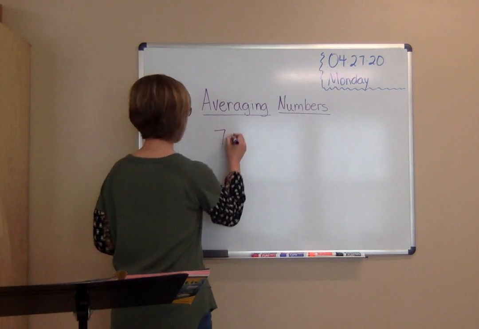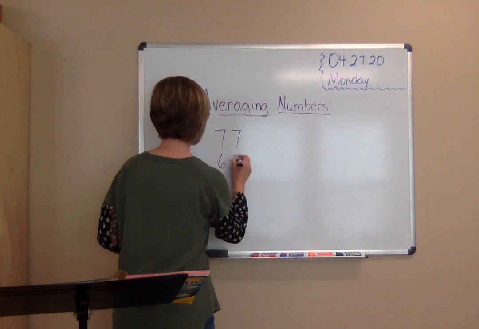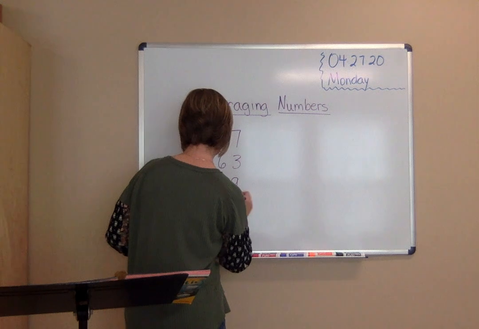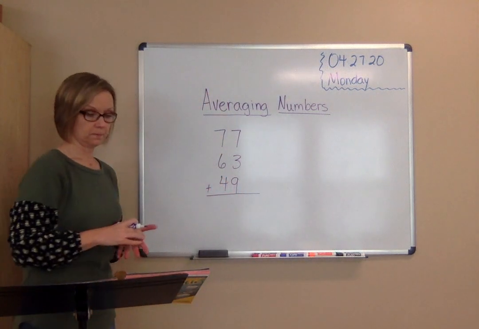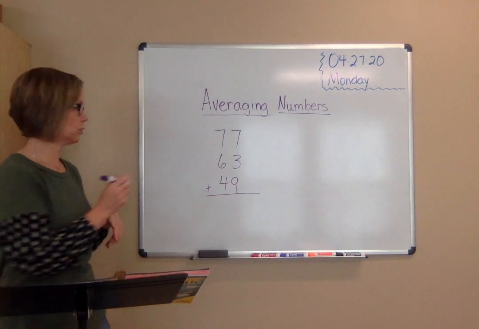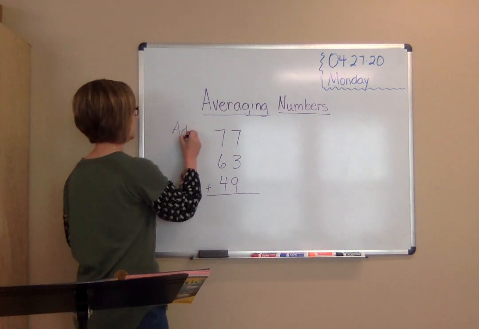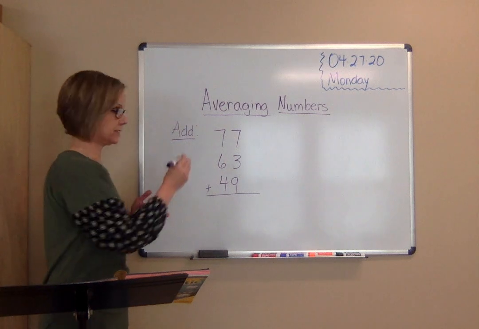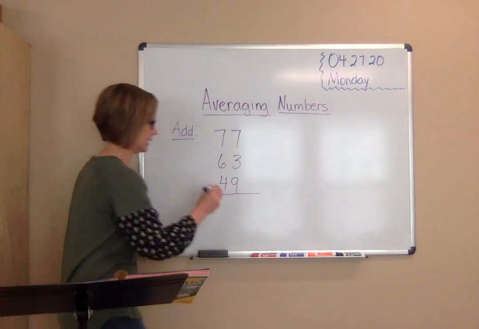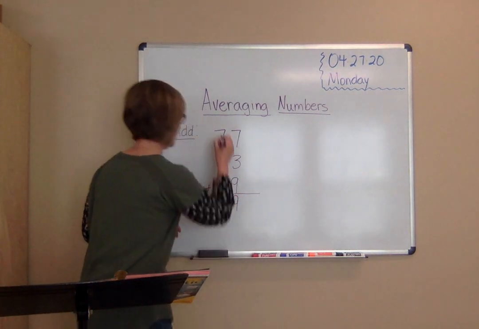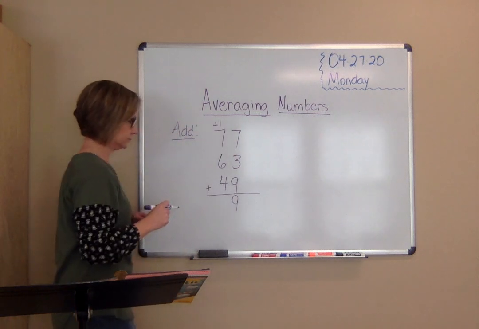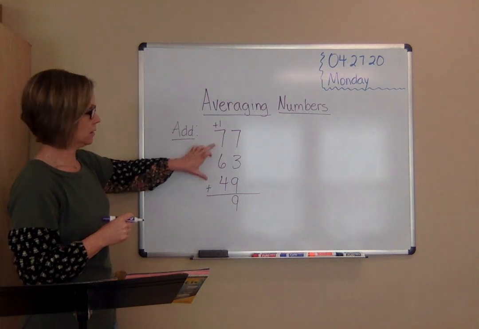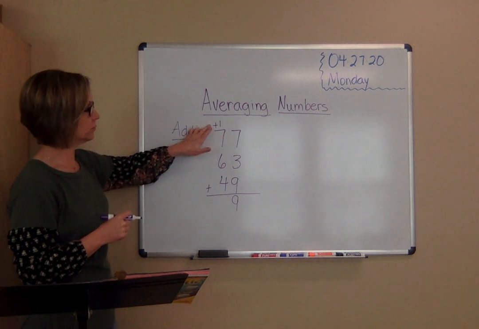$77 plus 63 plus 49. Okay, let's do the average. So first we're going to add. First step. 7, I like a 10 group here. 7 plus 3 is 10. 10 plus 9 is 19. Plus 1. I see another 10 group. 6 plus 4 is 10. Plus 7 is 17. Plus 1 is 18.